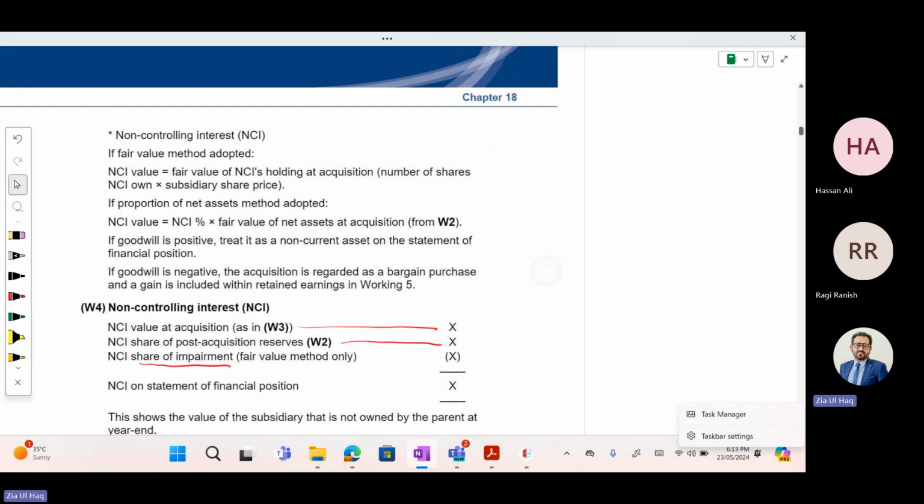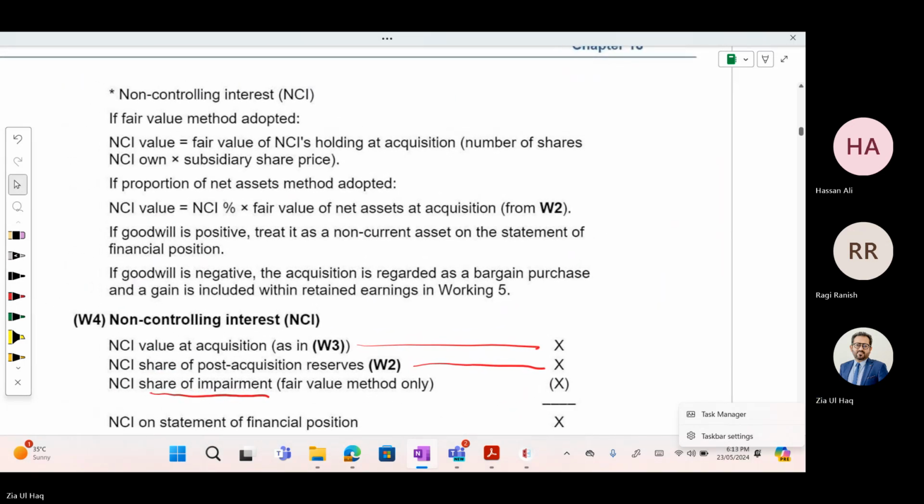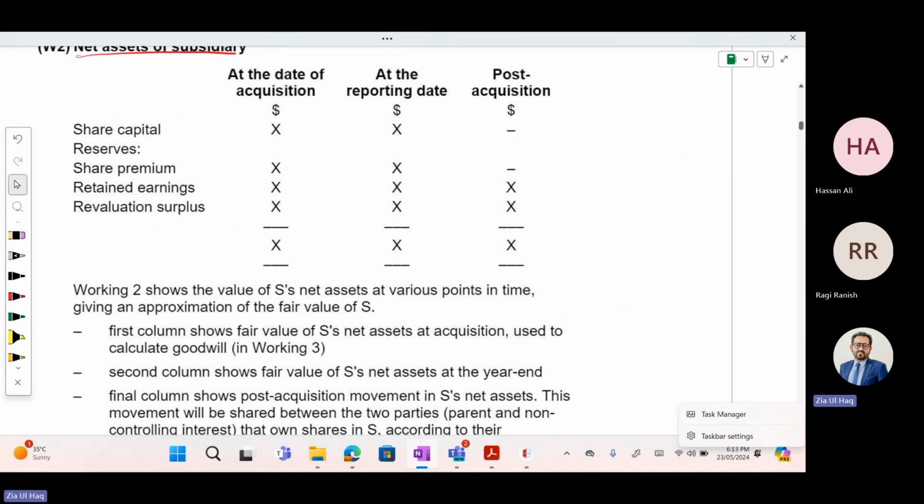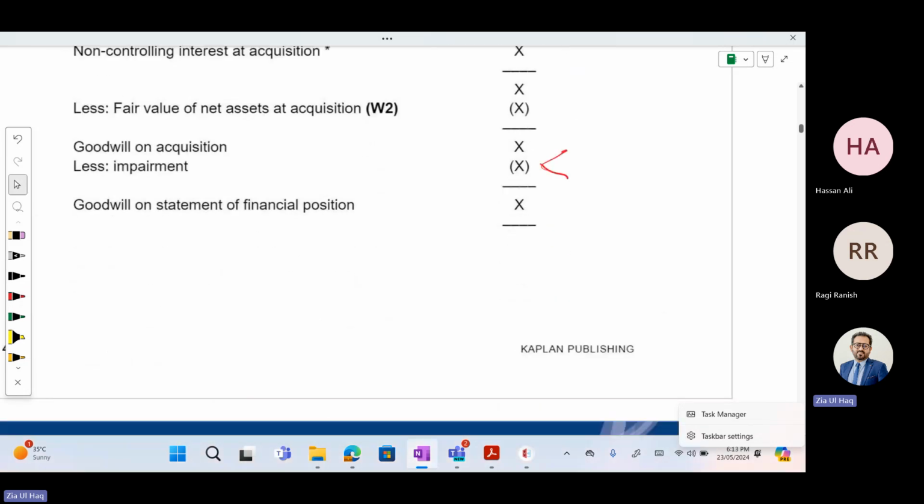Now, non-controlling interest can be calculated using two methods. One is called the fair value method and the other is called the proportion of net assets method. What is the proportion of net assets method? The net assets that we calculated in working one at the time of acquisition, this figure multiplied by the non-controlling interest percentage. That is non-controlling interest at the time of acquisition.